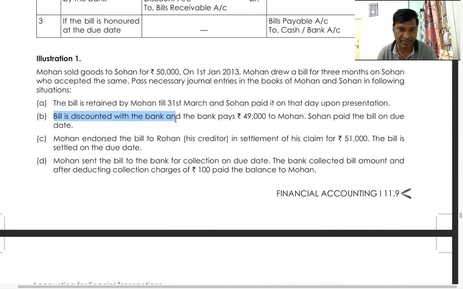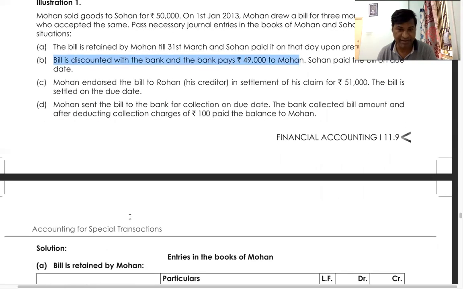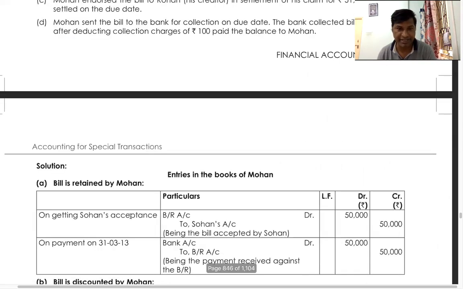Bill is discounted with bank, and bank pays 49,000 to Mohan. For how much is it discounted? For 1,000 rupees it is discounted. Okay, Sohan paid the bill on the due date. It is on or after the due date. Okay. So what is the entry, or what are the entries in the books of Mohan? In the books of Mohan, the drawer.